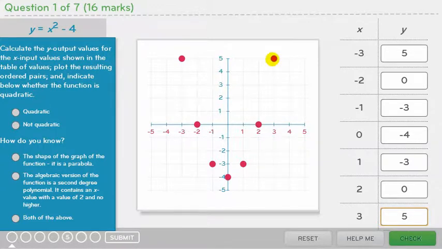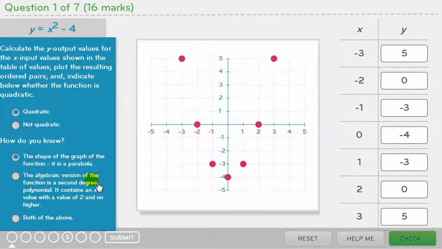Now we need to answer the questions on the left here. Indicate below whether this function is quadratic. It is quadratic. Notice that we have a parabolic shape. How do we know for sure that it's quadratic? Well, the first one says the shape of the graph of the function is a parabola. Well, that looks to be true.